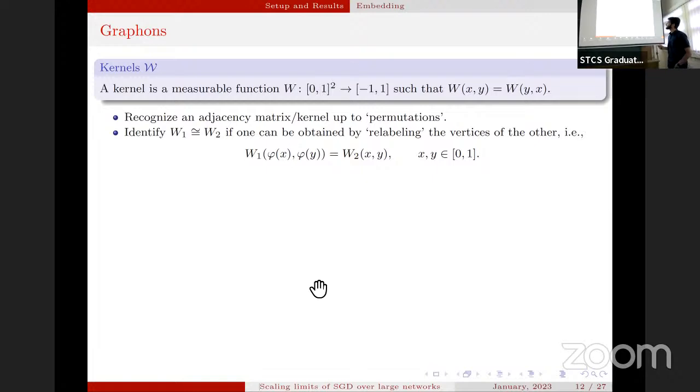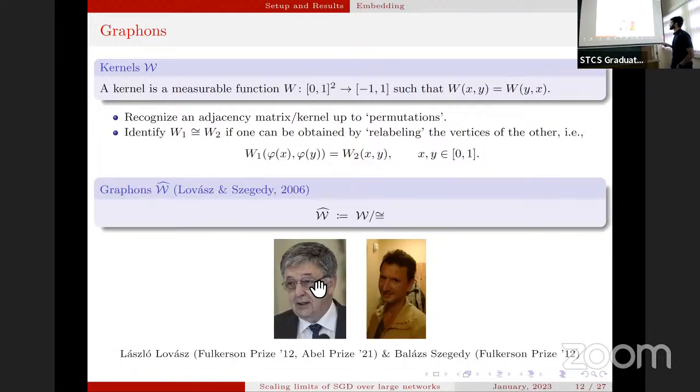So we identify two kernels, W1 and W2, to be weakly isomorphic if one can be obtained by relabeling the other. If I can obtain W2 by relabeling W1 using some measure preserving transformation or permutation, then I say that W1 is equivalent to W2, and I can reason about equivalence classes now. This is an equivalence relation. Once you have an equivalence relation, you can think about the quotient space, and this quotient space is nothing but the space of graphons. Any graphon in the set corresponds to an unlabeled graph.